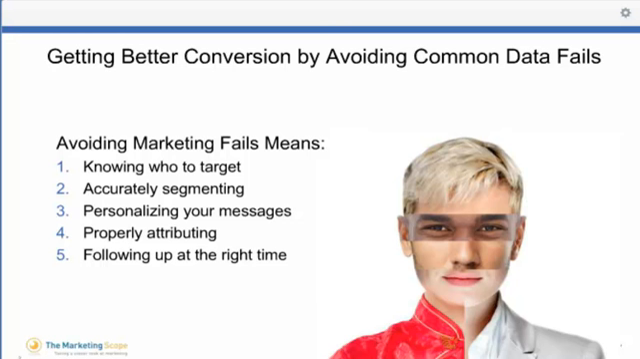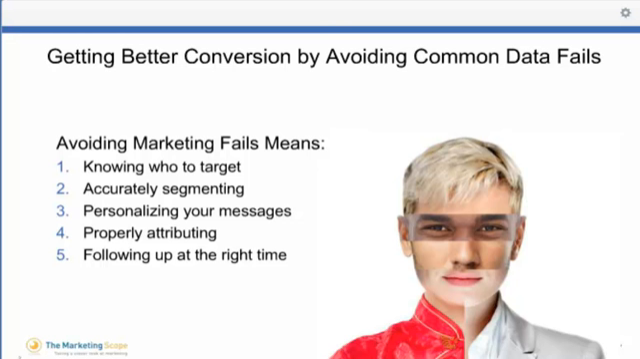The other half of the equation to boost conversion involves the data, and it involves avoiding some of the common marketing data fails we're going to talk about today. And if you can address these, you're going to see great results. You're going to be able to know who you're targeting a whole lot better and align the folks in your database with your buyer personas. You're going to be able to accurately segment so that you can put folks in the right nurturing track with content that's relevant for them.